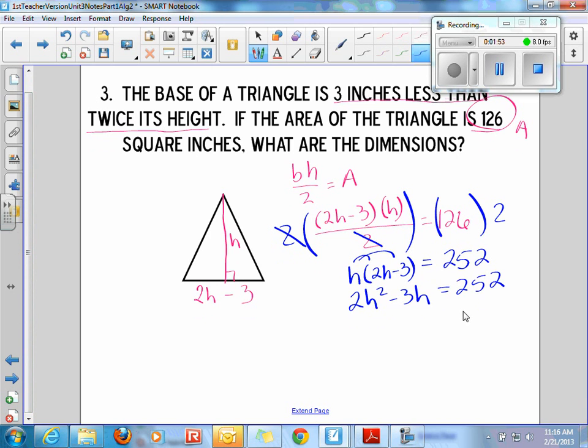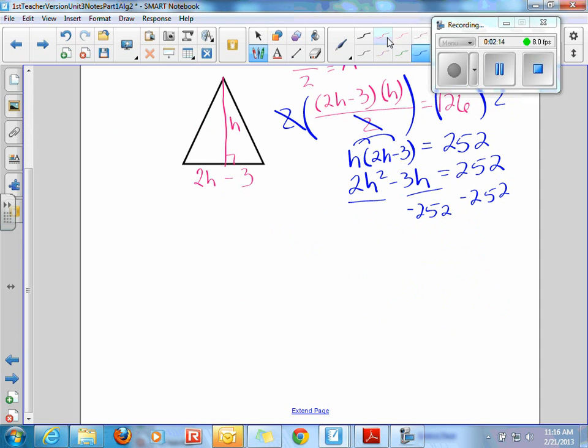At this point, what I need you to realize is that anytime you have a variable squared and the variable by itself, you need to bring everything to one side and then choose the best method for solving. Now this particular lesson was on factoring, so we're going to use factoring to solve. Later on we'll learn the quadratic formula, and you might like that better. That'll be up to you when we get there. So 2h squared minus 3h minus 252 equals 0.